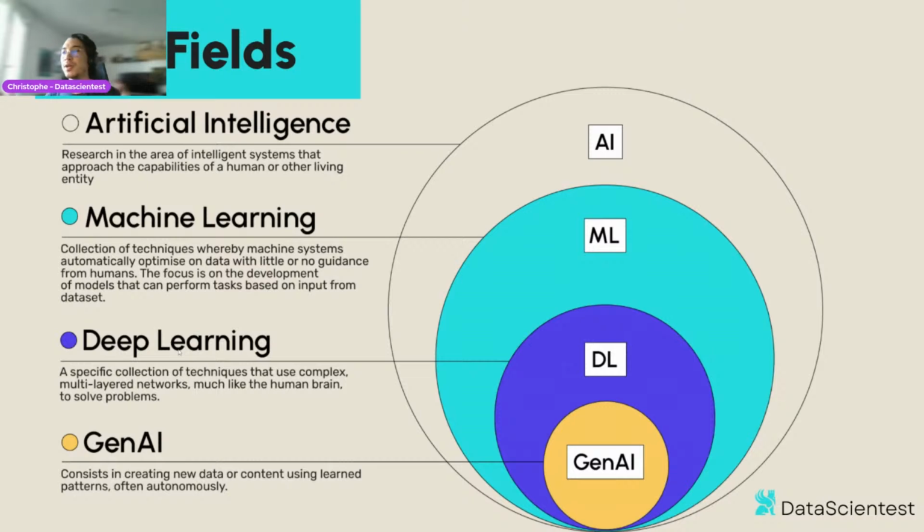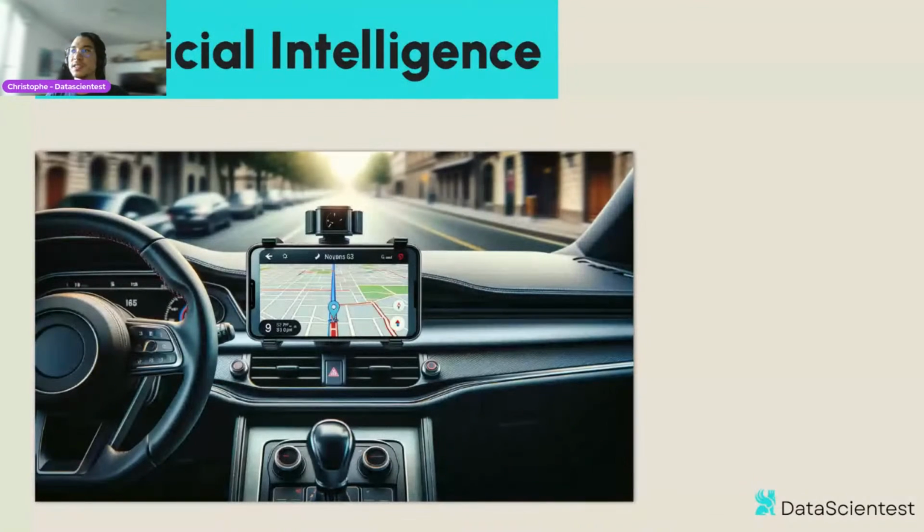And finally, inside of it, you have generative AI, right? Basically, you are going to create content. This is what is most known today, like Chat GPT or DALL-E. You are going to create new data or content using learned patterns, and it's going to be, most of the time, completely autonomous. Okay? So just in order for you to grasp a bit better how those different fields apply to your everyday life, for the artificial intelligence, the expert system, a good example could be the GPS, right?